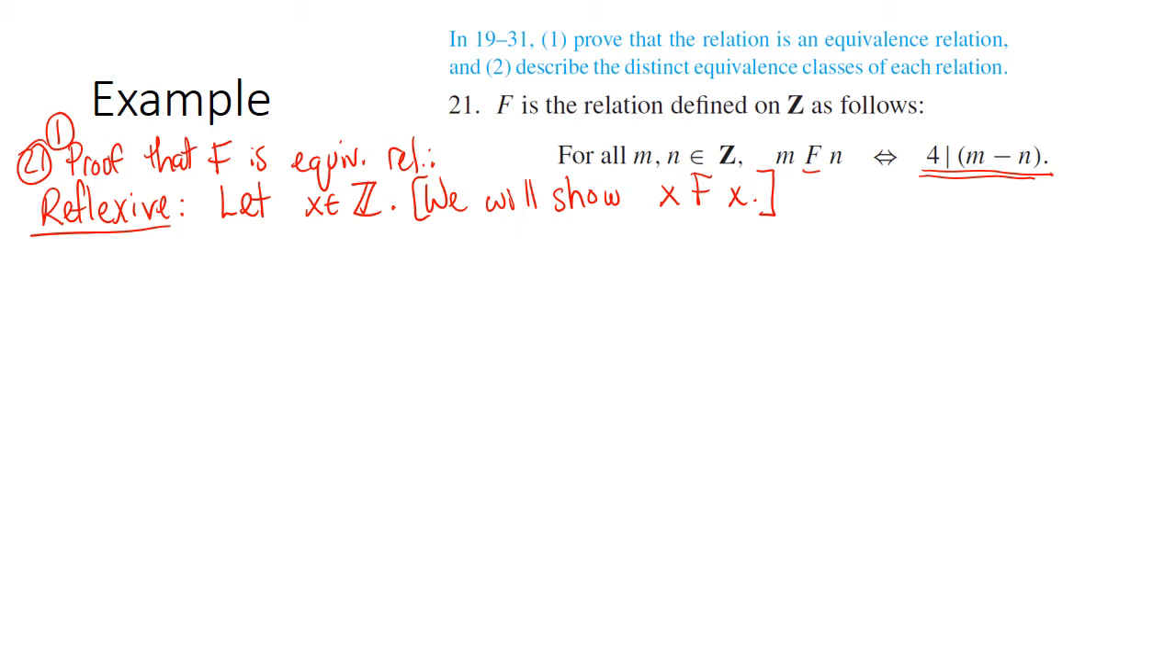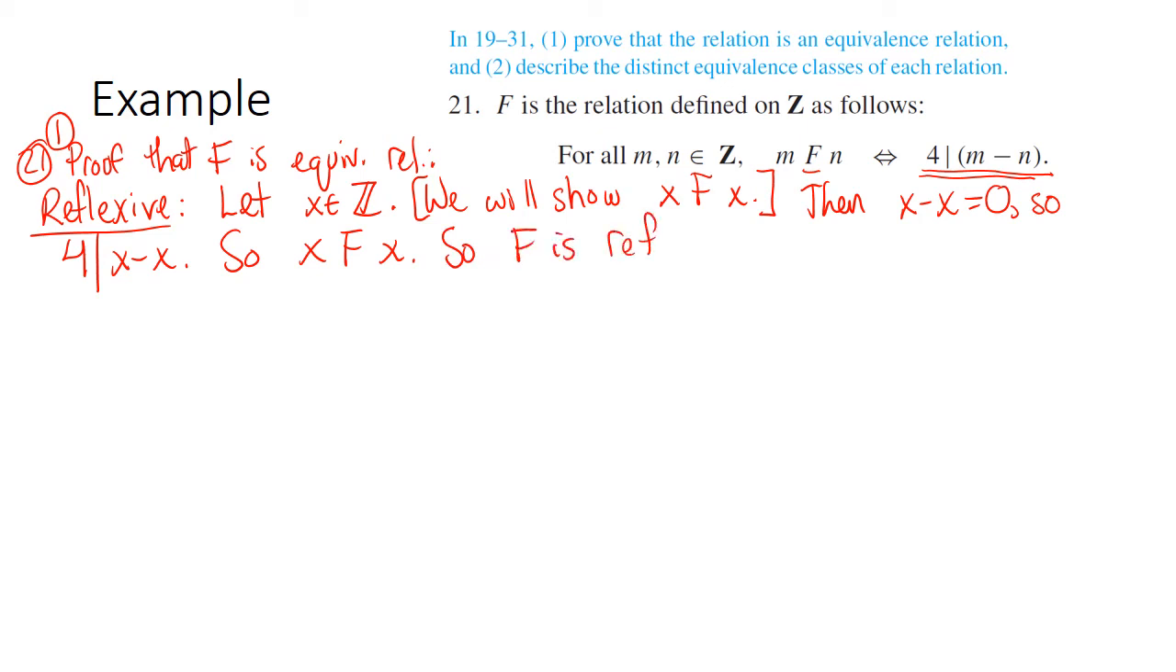So let's see, what can I say? Then x minus x is 0. So 4 divides x minus x. So x is related to itself by f. Okay, so that means that f is reflexive. Usually reflexive is not very hard to show. It's usually the easiest one. Okay, now let's do symmetric.